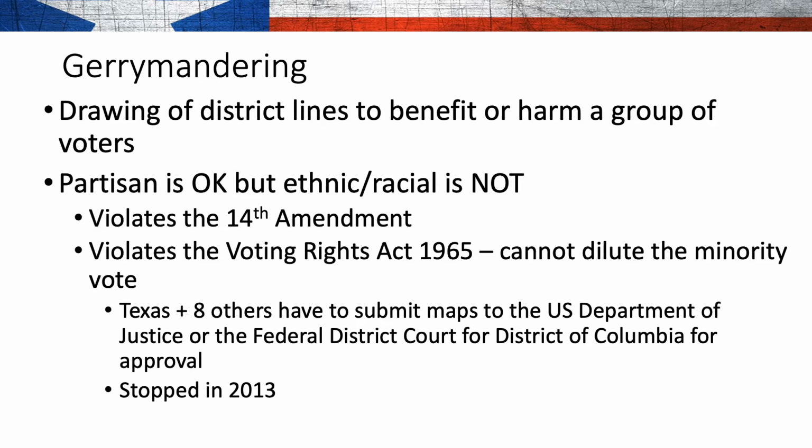You may have heard the word gerrymandering before. Gerrymandering is when districts are drawn in a certain way to benefit or harm a certain group of voters. If you have partisan gerrymandering, saying you draw your district lines so that all Republicans are in one district, or that Republicans have a majority in a number of districts, that's fine. That is not illegal.